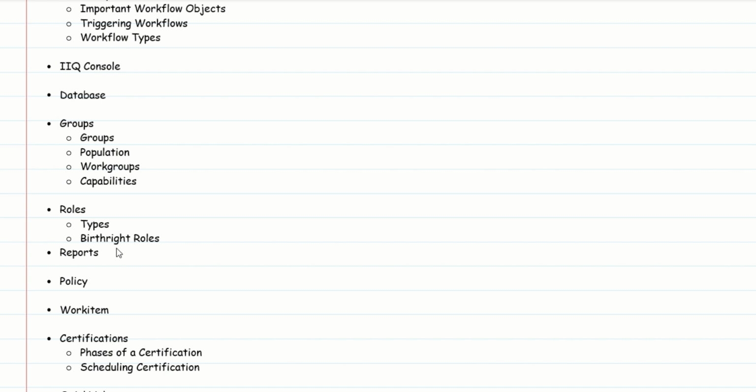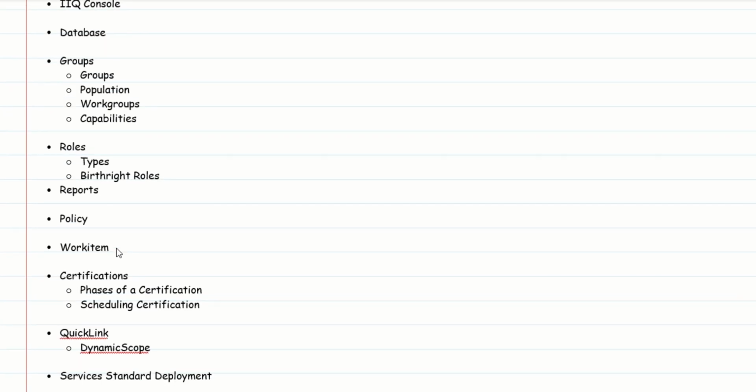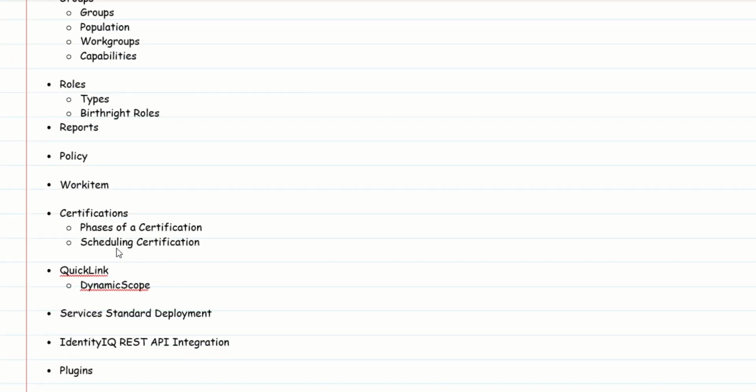Then as an administrator, you need to understand the work item structuring, like how you structure your work items, how you archive the things and all. You can do it. Then the important module is the certification. So application onboarding, workflow, rule, then comes the certification. So it's another important module, like what are the phases available in certification.